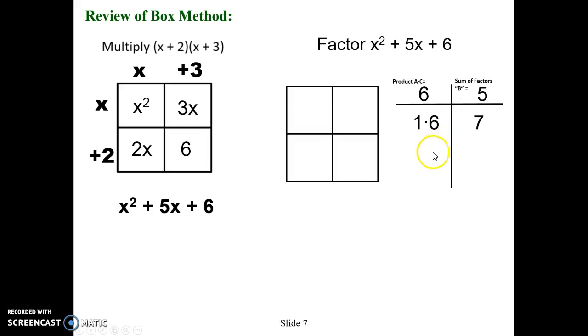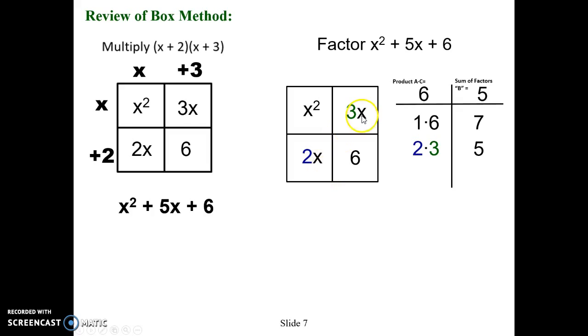Well, those add up to 7. 2 times 3 is 6, 2 plus 3 is 5. There's the two terms I want to use. So with the AC method, you're going to put your x squared here, your 6 goes down here. Same thing we did when we factored by grouping. We kept the x squared, we kept the 6, but replaced the 5x with 2x and 3x.